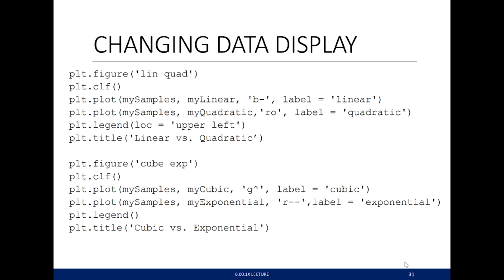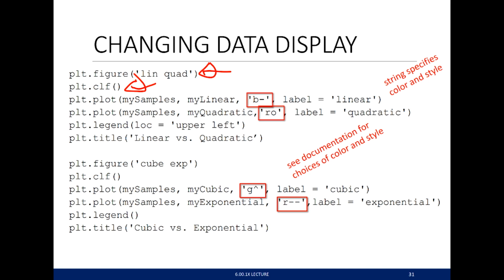And in particular, I'm going to go back to my similar examples. There's a lot of code here, but we've seen most of it. I'm going to open up a window that's going to compare linear and quadratic. I'm going to clear it as I did before. And now when I do the plot, I'm going to add in one more piece. I'm again plotting my samples against linear or my samples against quadratic. We've seen the labels as before.